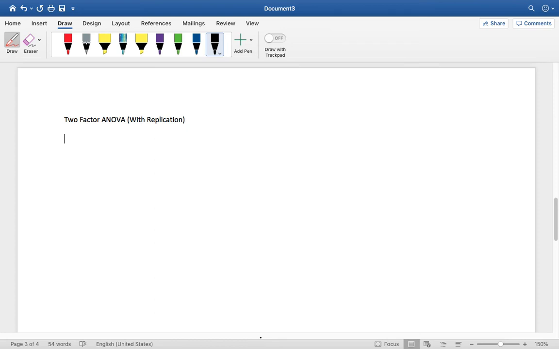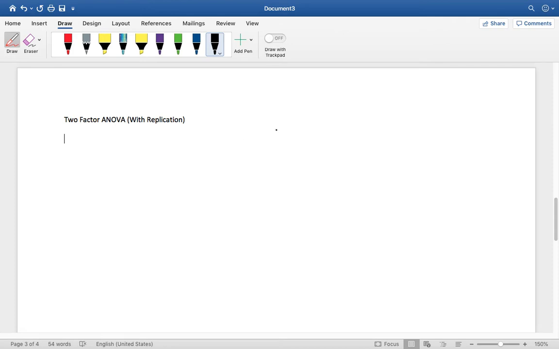Two-factor ANOVA with replication. In the prior example, we looked at two-factor ANOVA without replication. And that was a two-factor test. We consider it to be a two-factor test. Excel considered it to be a two-factor test.